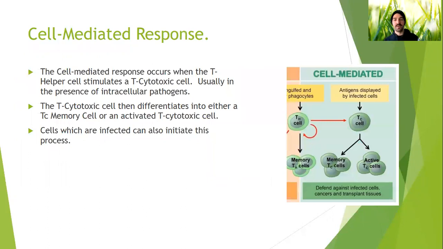The cell-mediated response is when the T helper cell decides to activate T cytotoxic cells, and that's usually if it's an intracellular pathogen, so like a virus. Okay, the T cytotoxic cell then either becomes again a memory cell, or it just becomes an activated T cytotoxic cell, and they're going to go and cause apoptosis in the cells that they go and infect. Okay, now we know from our last video that cells which are infected can also sort of start off this pathway using MHC1. Okay. So cell-mediated is when that T helper cell decides to go down and activate T cytotoxic cells.